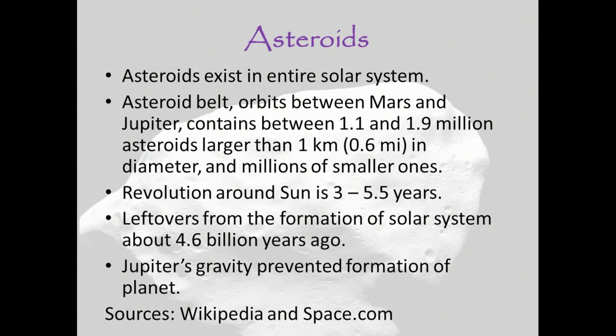And of course, we know that our sun came into being about 4.5 billion years ago. And so did all of the planets. And so I thought this was an interesting thing to ponder on. Jupiter's gravity prevented the formation of another planet in between Mars and Jupiter. Kind of interesting to just ponder.